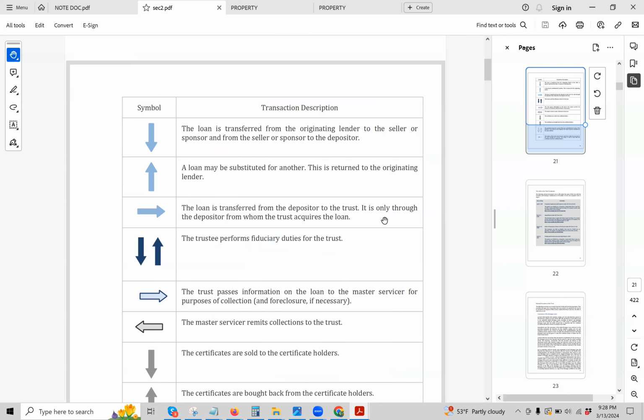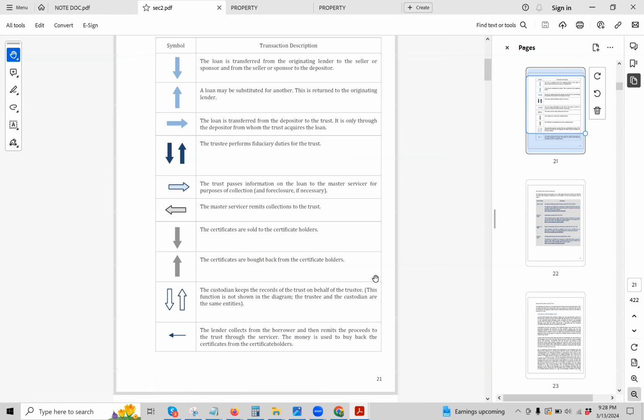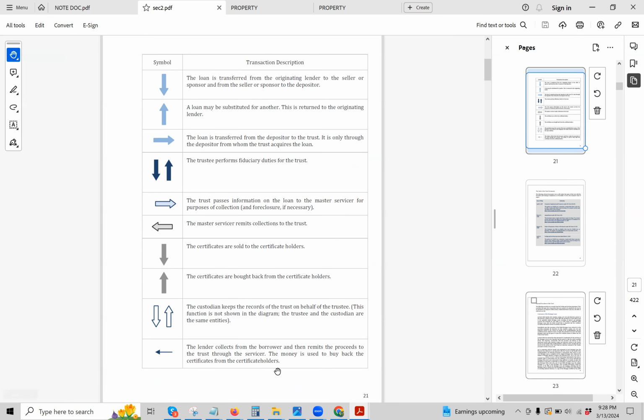And you can pause this section and look. It tells you that the trustee performs fiduciary duties for the trust, and the master servicer remits collections to the trust. These are all things that give you the functions, or what is actually happening in detail. However, what you need to know is that there's a process to the securitization. It goes from the lender bank to one institution, where it gets transferred, sold, or securitized, and that's something we need to keep in mind when researching and learning about this area.